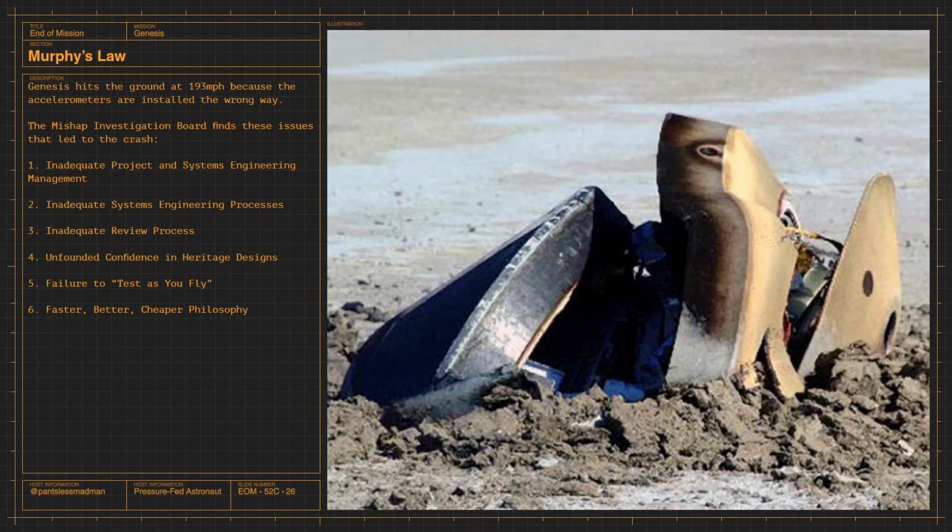You can find volume 1 of the Mishap investigation report linked in the description. It's very long. If you want to be a systems engineer, you get to write stuff like that. And they find some of these issues related to the crash. Inadequate project and systems engineering management. Why are the accelerometers in backwards? How did you mess that up? Inadequate systems engineering processes. How did you install the accelerometers upside down? Inadequate review process. How did you not catch that the accelerometers were upside down? Unfounded confidence in heritage designs. You thought they weren't installed the wrong way.